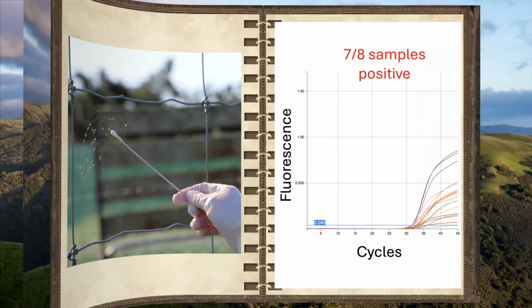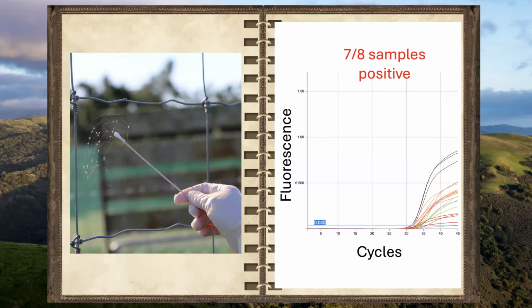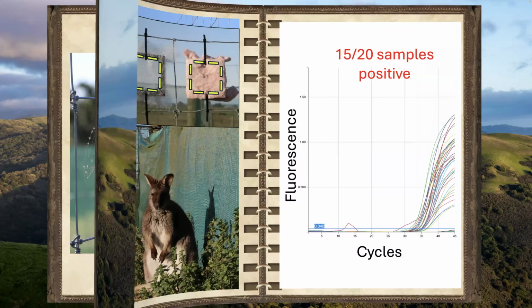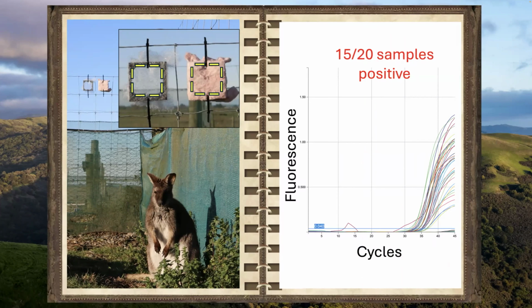Similarly, the spiderweb collection on the outsides of the wallaby enclosures was also positive for wallaby DNA. And finally, putting up some filters on the outsides of the enclosures and leaving those overnight was also successful in detecting wallaby. I've just got a picture here showing that we would cut out the centers of the filters and we would extract the DNA directly off of those. So this looked really promising.